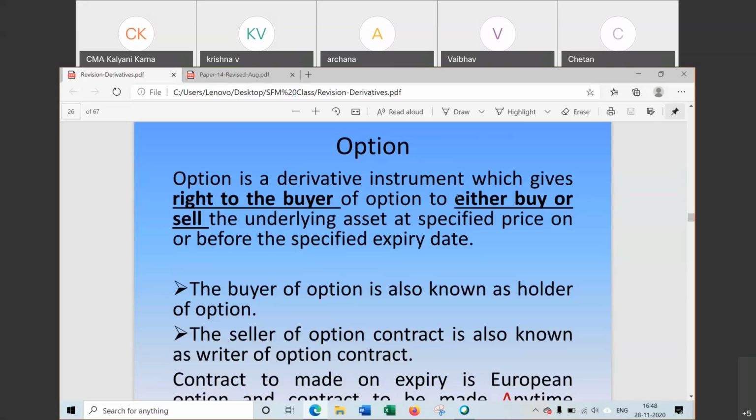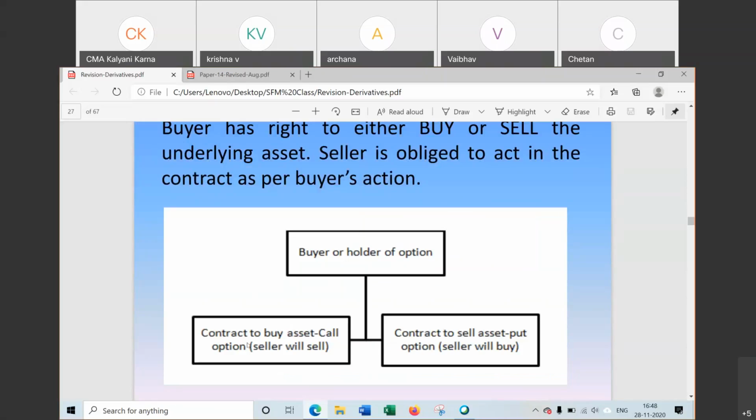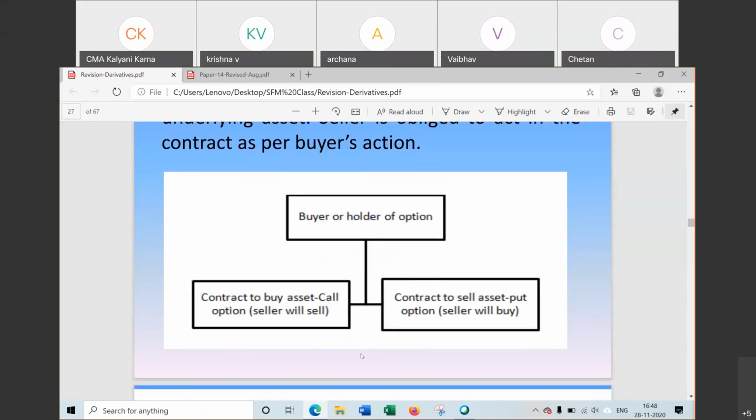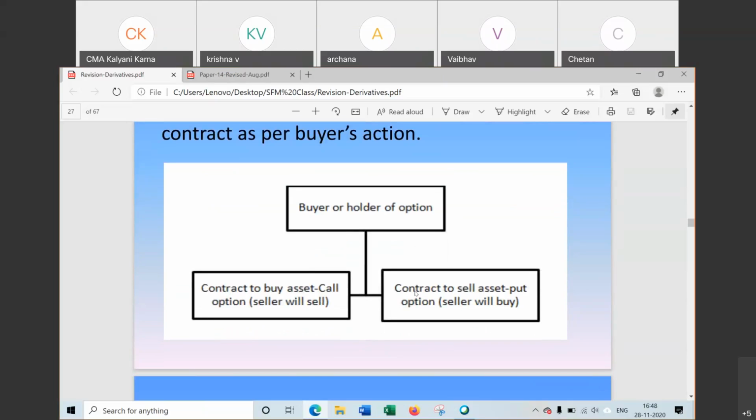If the contract is to buy the asset, it is a call option. If the contract is to sell the asset, what will it be? The buyer has the right to buy the asset, that is a call option. Sell, contract to sell the asset, that is a put option. The seller will have to buy the asset.